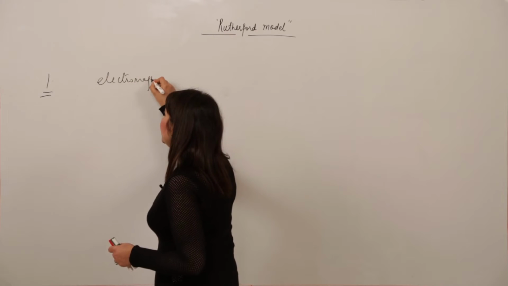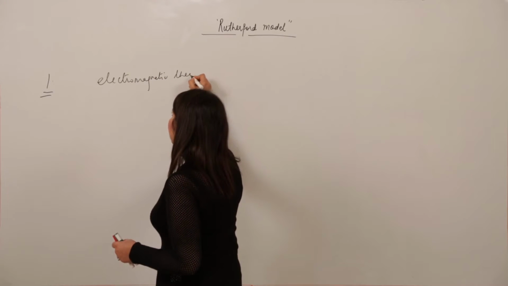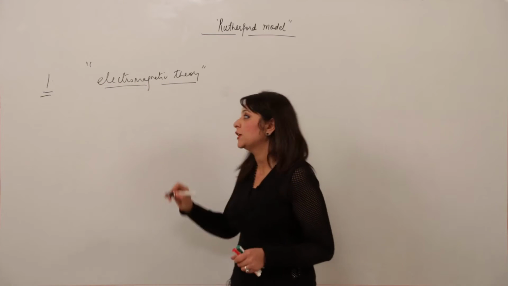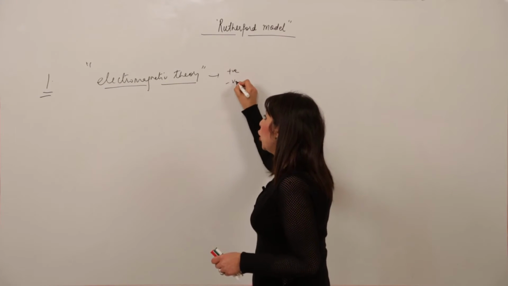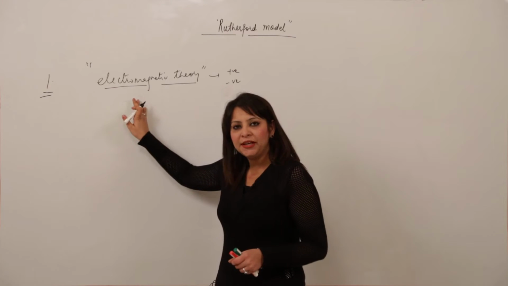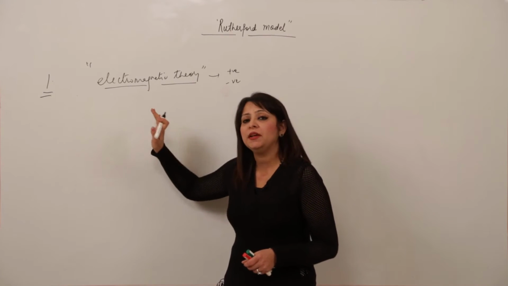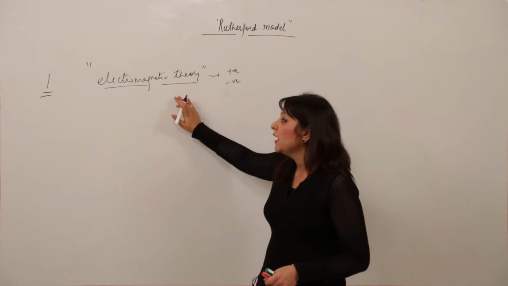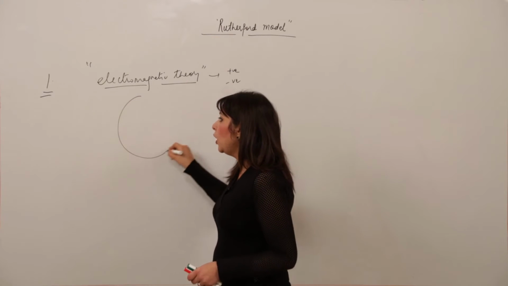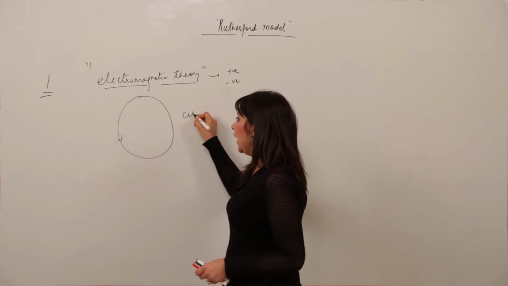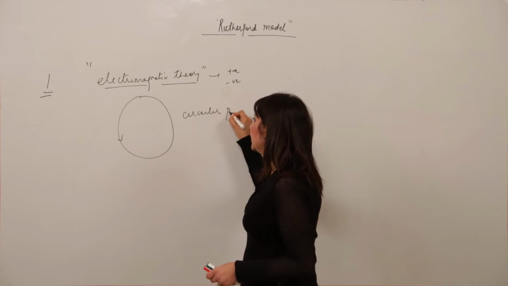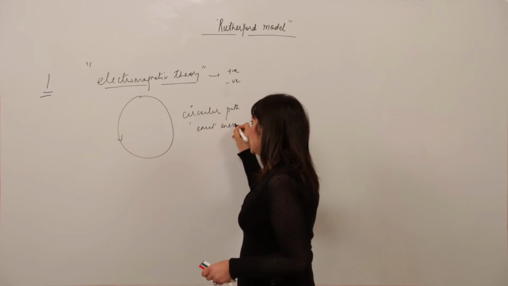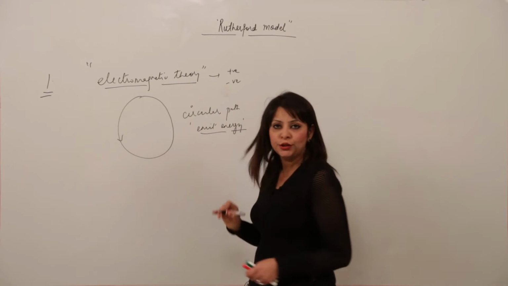We have a theory in physics, that is electromagnetic theory. This theory is applicable to all charged particles, whether the charge is positive or negative, irrespective of the nature of the charge. So what does this theory state? This theory states that when any charged particle revolves in a circular path, it emits energy, and the energy emitted is continuous.